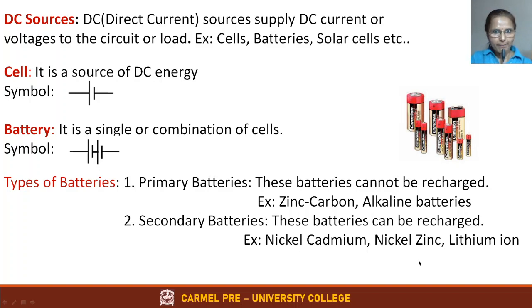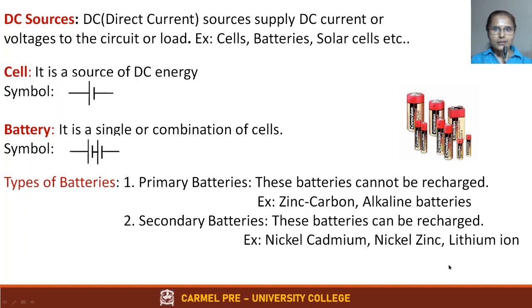Where do you think we use them? In your cell phone. The cell phone battery uses lithium ion, which can be recharged again and again. Of course it also has a certain age, but it can be recharged. So those which can be recharged are called secondary batteries, and those which cannot be recharged are called primary batteries. Primary battery examples are zinc carbon and alkaline batteries, and secondary batteries are nickel cadmium, nickel zinc, lithium ion. This is what is extensively used these days everywhere.